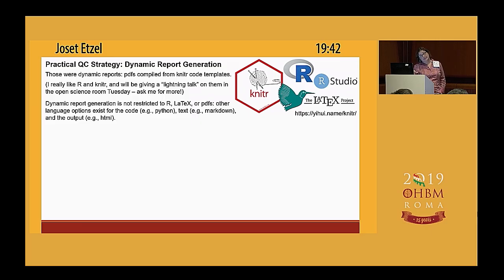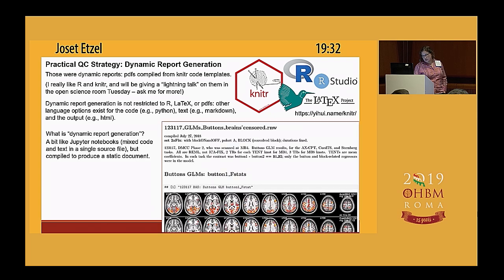I use R, LaTeX, and then PDFs, but you can actually use Python for the code, Markdown instead of LaTeX, or HTML, and there are a lot of options that will work with the same strategy. The key is that it's a little bit like Jupyter Notebooks, if you're more familiar with those, in that you're mixing the code and the text together, but then you compile it into a static document that can be archived. So here's a little bit of one of ours.